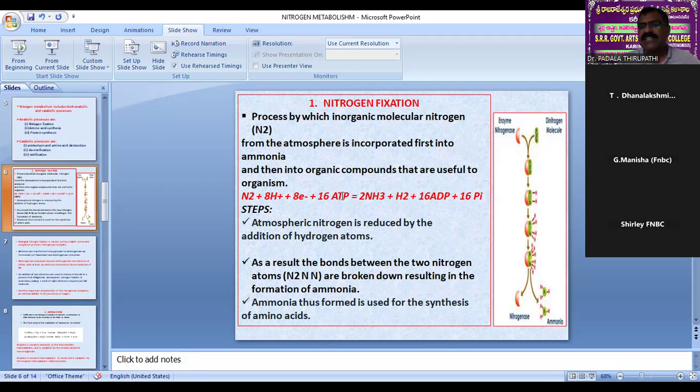So that means, using this energy, it is converted into 2 moles of ammonia. The conversion of 2 moles of ammonia requires the utilization of energy. How much ATP energy is needed? 16 ATPs. So this results in 2 nitrogen atoms being converted into 2 moles of ammonia. Okay.